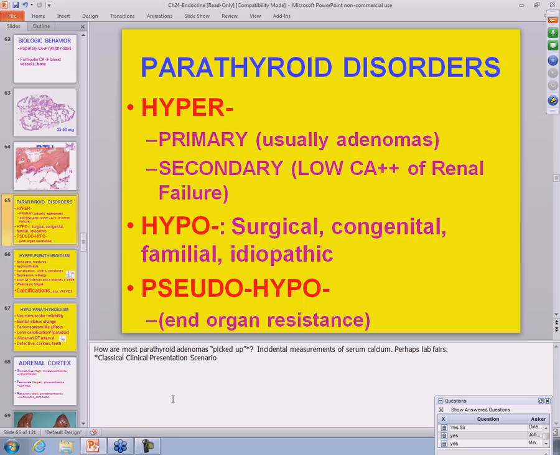It's going to look primarily like chief cells. But also, if you remember from your renal physiology, hypocalcemia is one of the most consistent findings of renal failure, just like hyperkalemia is, and that's also going to be triggering the parathyroid hormone to make more. So it's what we call a secondary or reactive. And the most common cause of hypoparathyroidism or hypocalcemia would be surgical diseases, some congenital and familial, and of course the ones we don't know about, idiopathic.